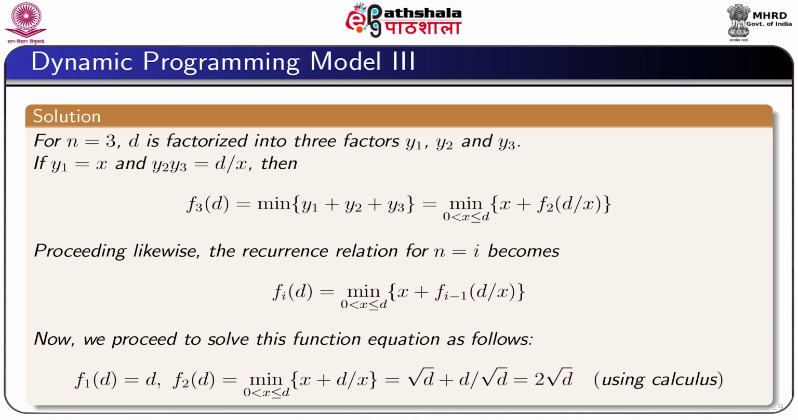Now, we proceed to solve this functional equation. We have f1 d equal to d and f2 d equal to minimum of x plus d by x, which can be obtained as root d plus d by root d. Since the minimum can be obtained for x equal to root d, therefore, we get f2 d equal to 2 root d.